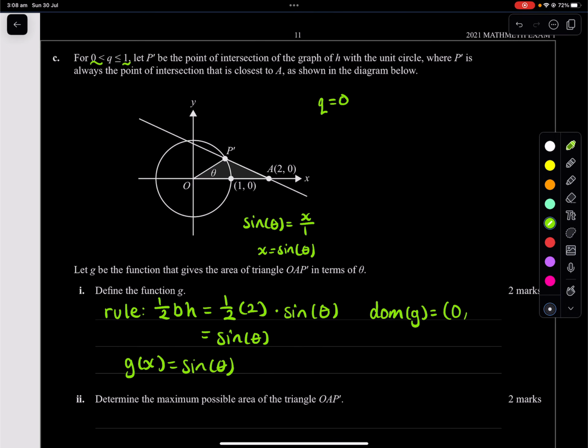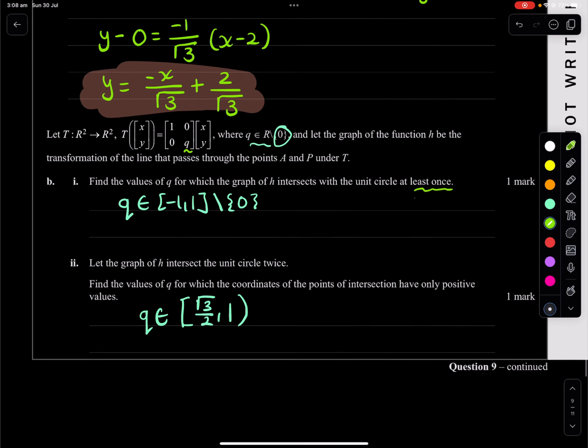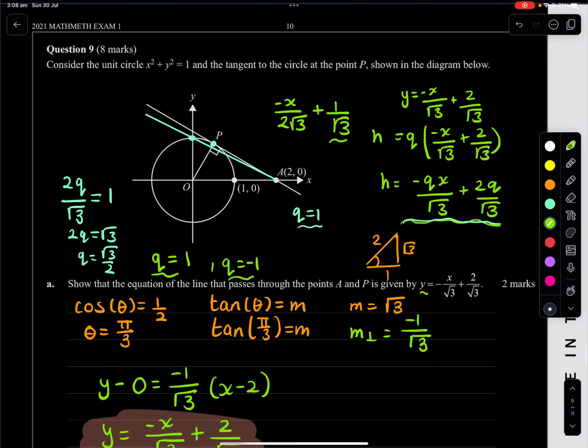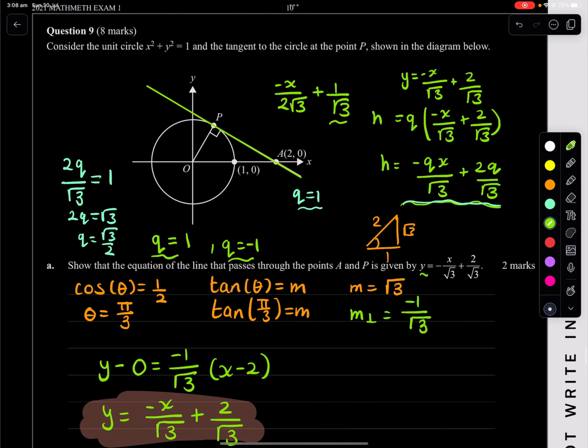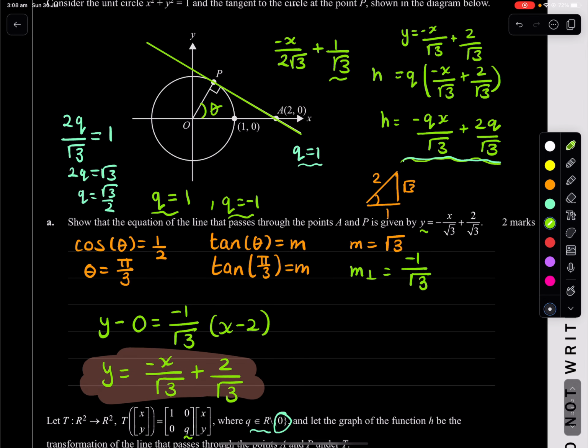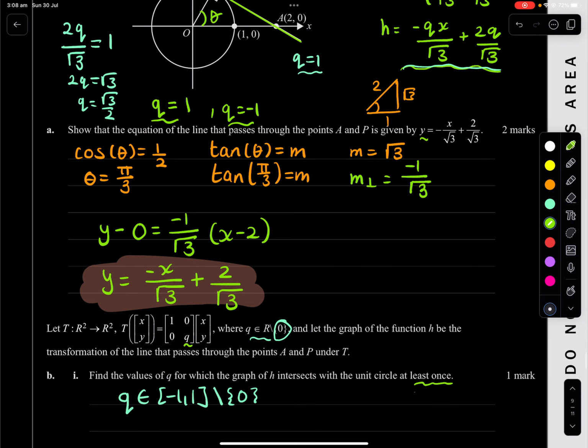When q is equal to 1, when was it? This one was q equal to 1, this here. So we can use that to our advantage. This point over here was q equals 1. What was the angle, this angle over here? Pi over 3. Pi over 3.